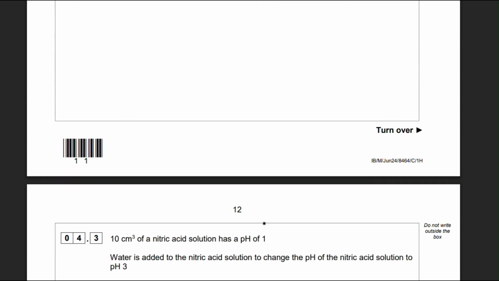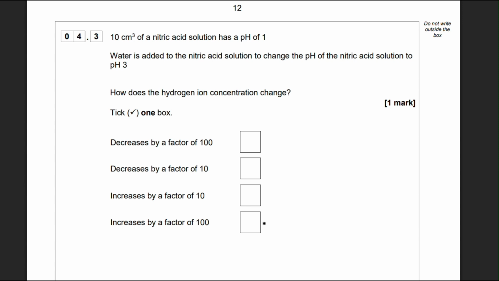Okay, moving on to the next part, 4.3. So this is talking about changes in pH. So we start with pH 1 and then we add water. And then when we add water to the nitric acid, it changes to pH 3. So that means that this acid has become a weaker acid. So a weaker acid means it's got less H plus ions in solution. Okay, how much less? Well, every time you jump 1 pH, that is a factor of 10. But we've jumped 2 pHs, so that means it must decrease by a factor of 100.